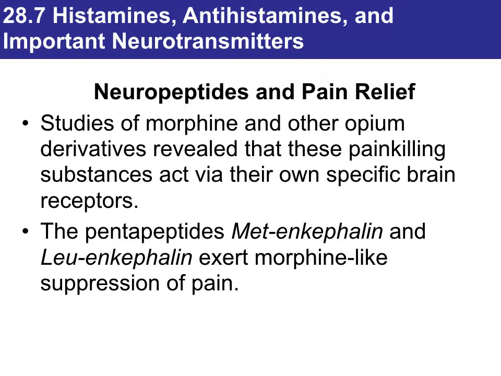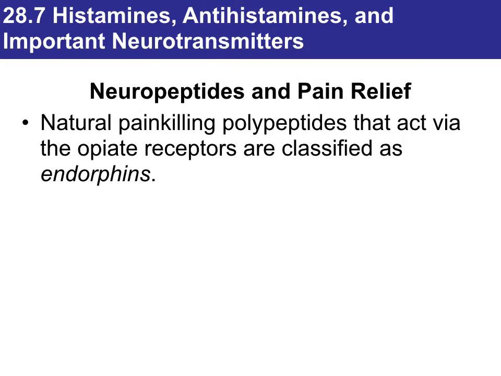So you probably have heard of this, morphine, other opium derivatives. Well, those are pain-killing substances that act via their own specific brain receptors. And you have here the example of met-enkephalin and leu-enkephalin. Well, they exert morphine-like suppression of pain. Now, you also need to know that we have natural pain-killing polypeptides. Those are the ones we classify as endorphins.